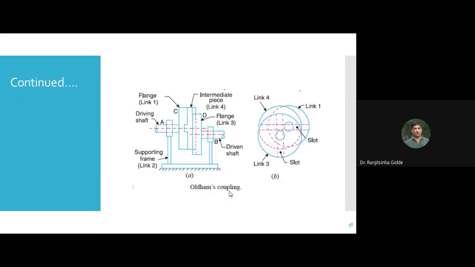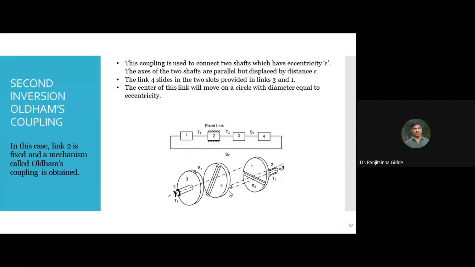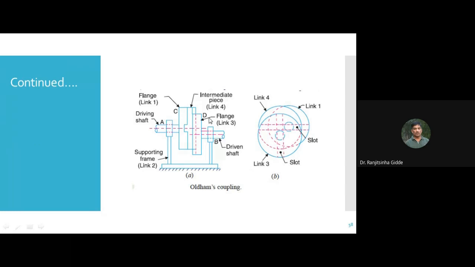Check out this diagram, you can get more idea. This is the Oldham's coupling. The previous one is a 3-dimensional view along with the schematic. This is again a line diagram which indicates the front view. So link 1, this is the flange attached to the driving shaft. This one is the driven shaft, and another flange, which is called link 3, is attached to this driven shaft.